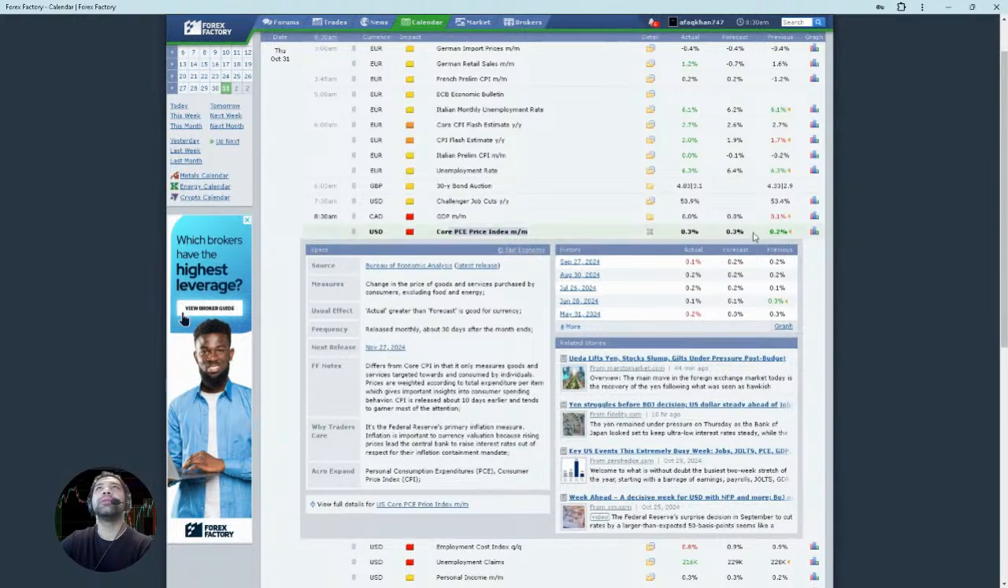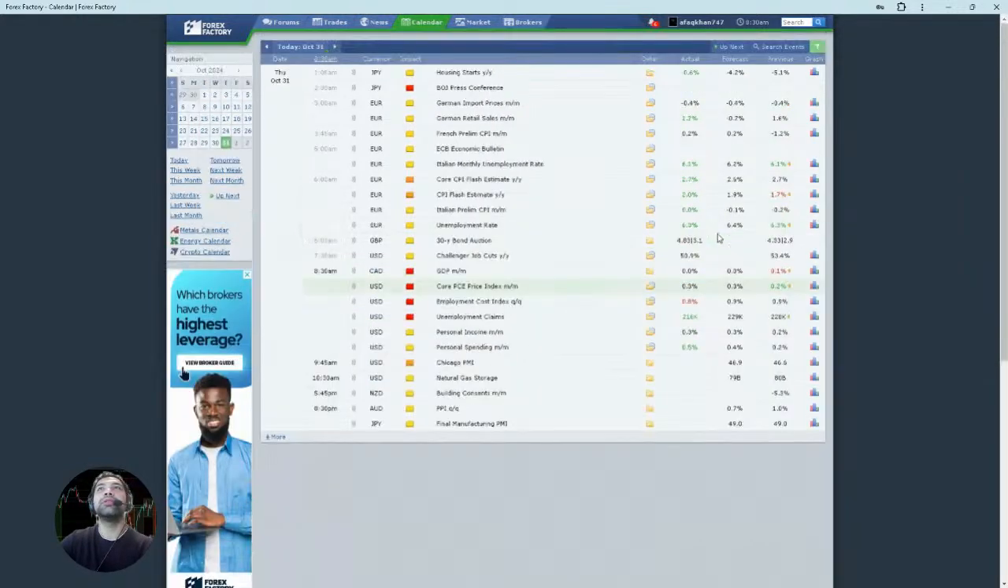So the previous was 0.2 and the actual is 0.3. So it has increased, right? From 0.2 to 0.3. This was previous, this is now.